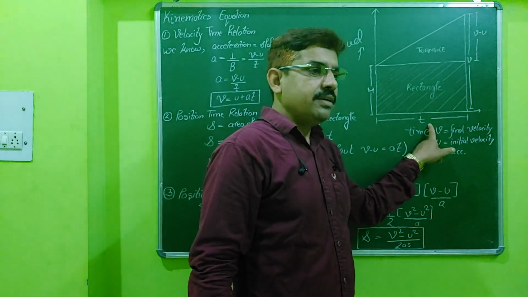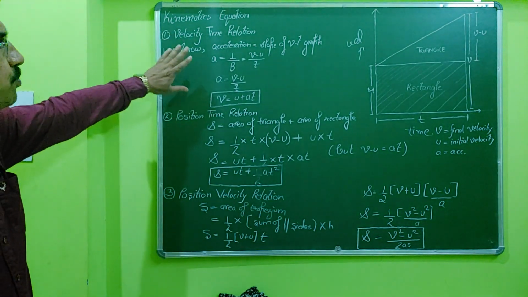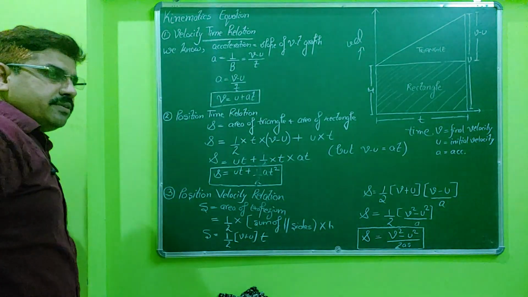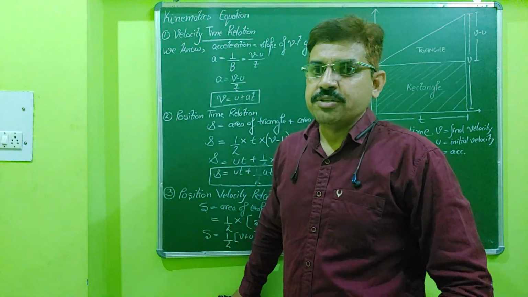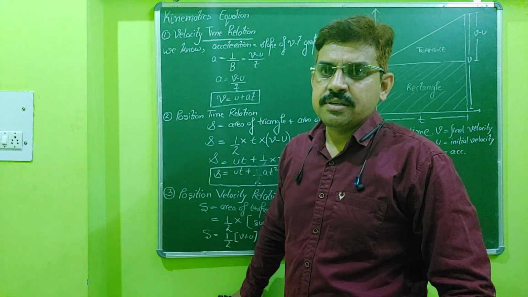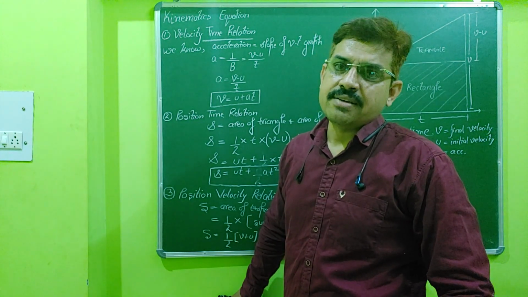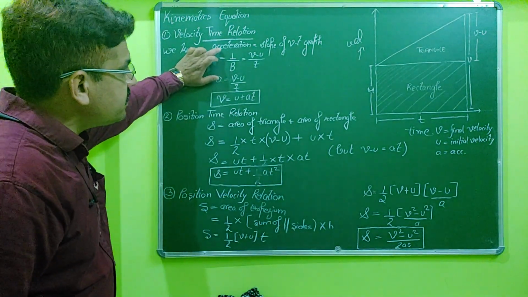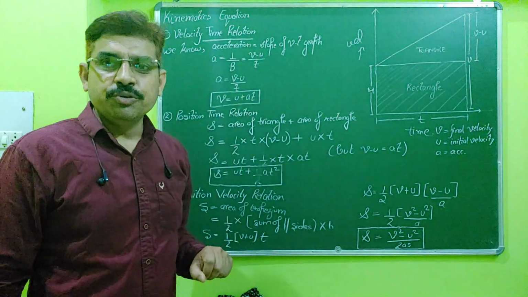v in time t. So for the equations of motion, the first equation of motion is the velocity-time relation. You know that I already discussed that the slope of the vt graph gives acceleration. So I will use that slope and that area which I discussed with you in the last lecture. We know that acceleration is equal to the slope of the vt graph. But what is the slope?